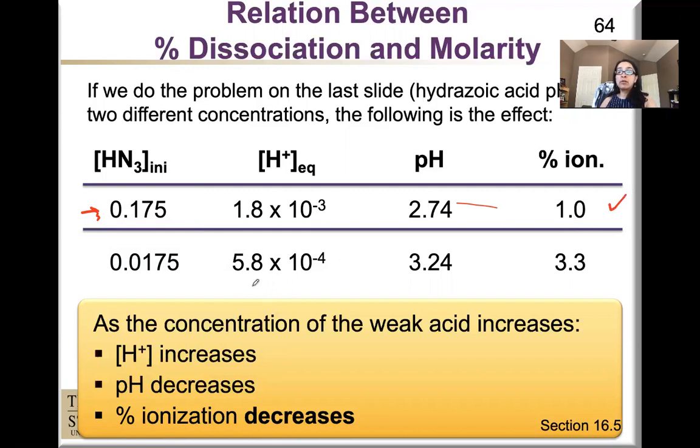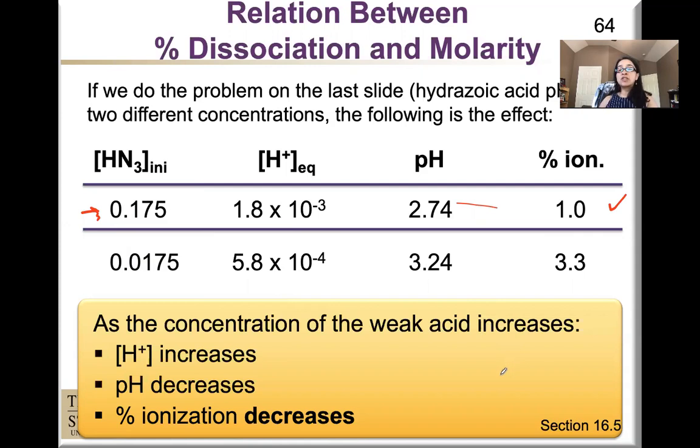If we had done the problem again, but with a lower concentration of the starting acid, we would have obtained the values that are shown here. Notice that the hydrogen ion concentration would have been smaller. Because of that, the pH would have been higher, because a higher pH means that we have a less acidic solution. But notice that the percent ionization actually increases.